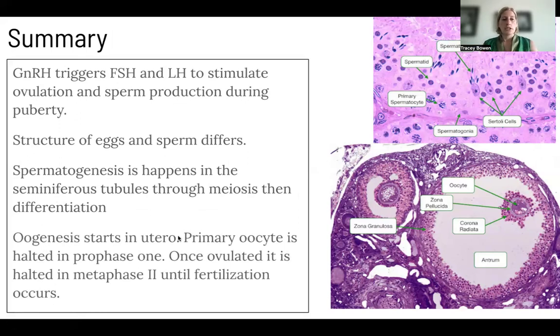And then oogenesis starts in utero. The primary oocyte is halted in prophase 1. And once it is ovulated, it's halted in metaphase 2 until fertilization happens, and then it'll go through meiosis 2. So that's it for all of this.